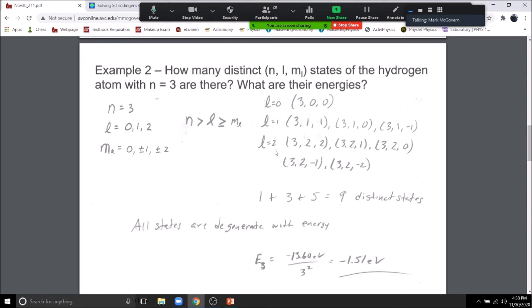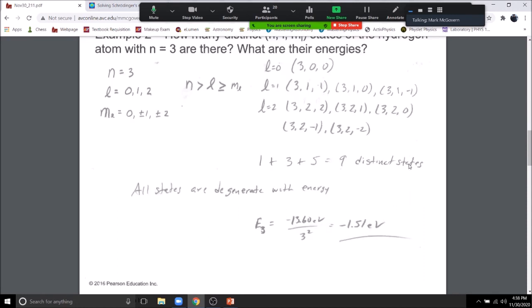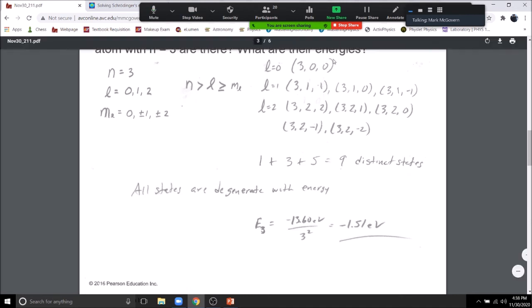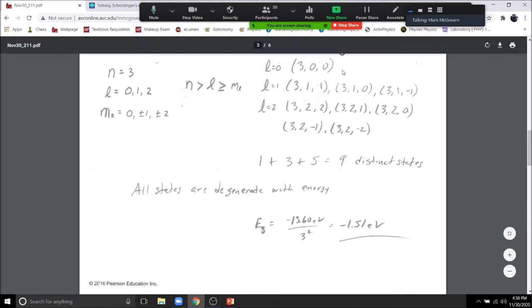Then we can go to l equals 2. So with l equals 2, m sub l can be 0, -1, +1, -2, +2. And there are 10 possible electron states here. Not thinking about electrons, though, there are 9 distinct states. You have the 3s level, you have 3 3p levels, and you have 5 3d levels.